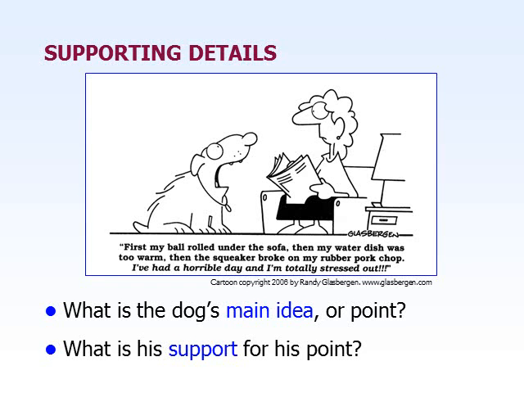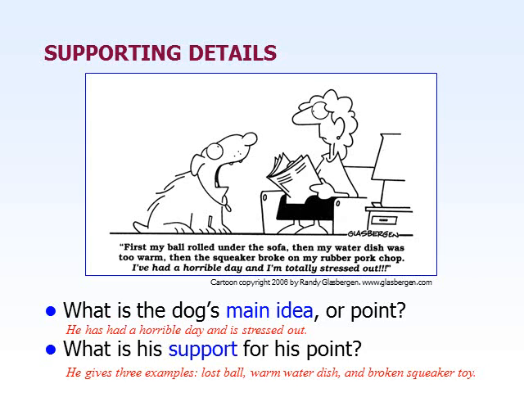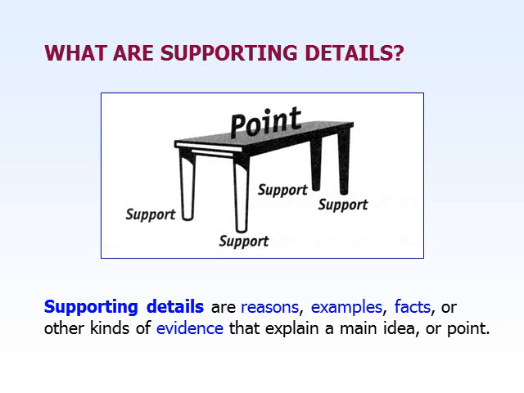So here we say, first my ball rolled under the sofa, then my water dish was too warm, then the squeaker broke on my rubber pork chop. I've had a horrible day, and I'm totally stressed out. So the first question is, what's the dog's main point? The main point is that he had a horrible day and he's stressed out. His support is all of the things that happened, right? His ball rolled under the sofa, then his water dish was too warm, and then the squeaker, the noisy thing in his rubber toy, broke. So he's totally stressed from all of those things.